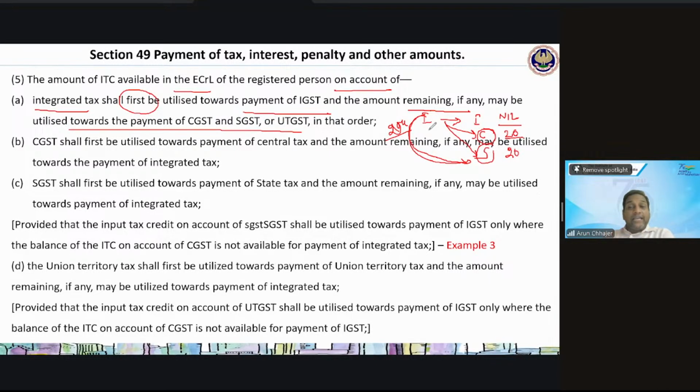Can I give directly the amount to S instead of C? I does not have any tax liability. C and S have a liability of 20,000. I has the ITC of 20,000. Can I give directly to S without giving to C?